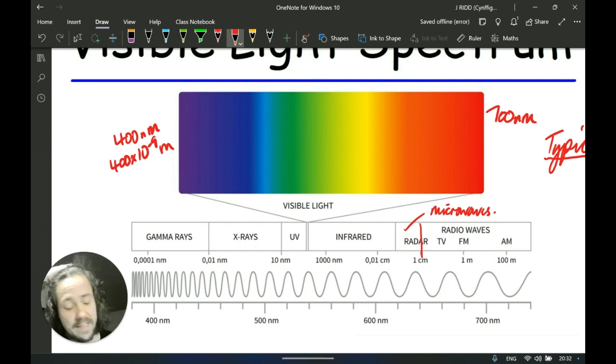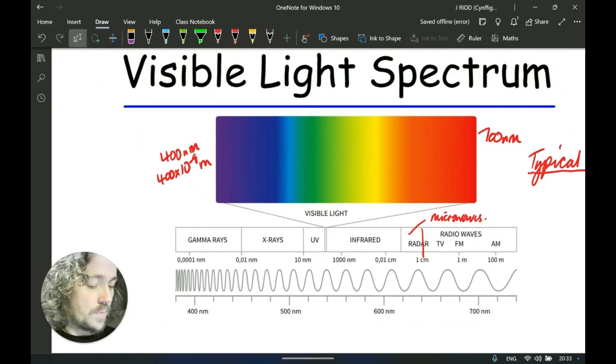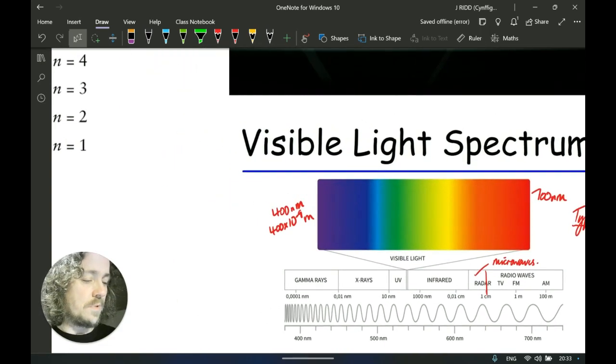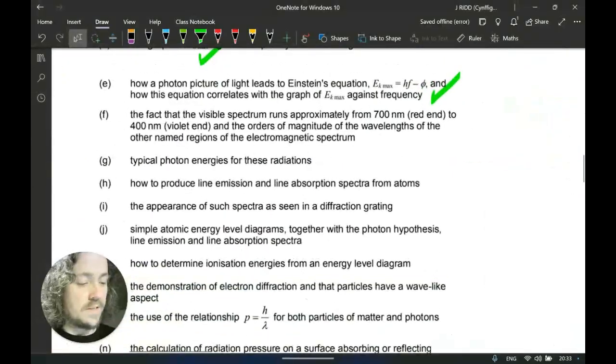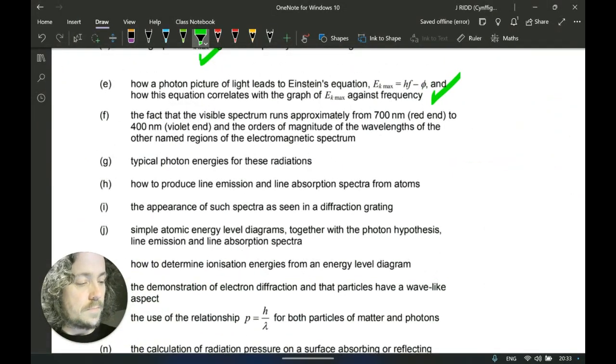You'll have done this to some extent at Key Stage 4, so you should know the order of the electromagnetic spectrum. But in terms of knowing what the typical wavelengths are, that's just something you're going to have to learn. So I'm not going to spend time talking about that now. It's not hard. It's just something that you have to commit to memory. All right. So that is the electromagnetic spectrum, and in particular, that is the visible spectrum there. Let's see if we cover everything there. So I'm going to say that one is done. You can learn the wavelengths yourself.